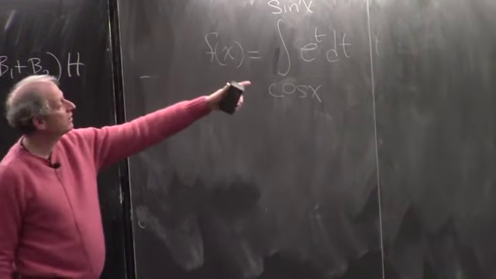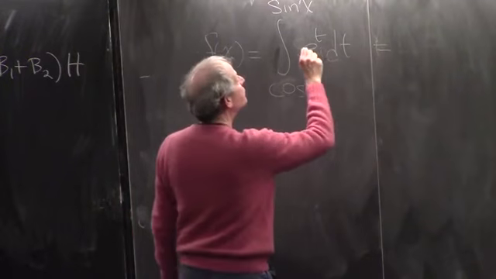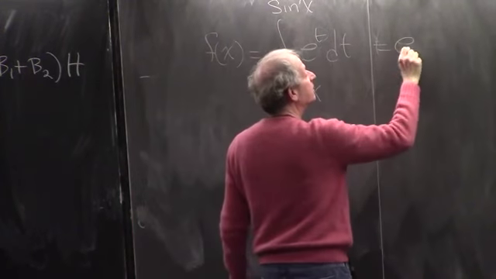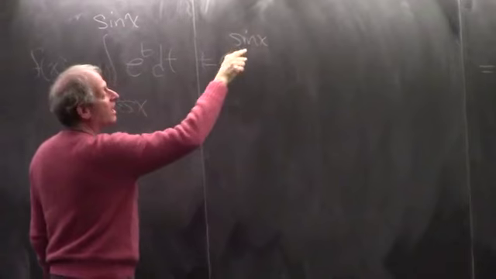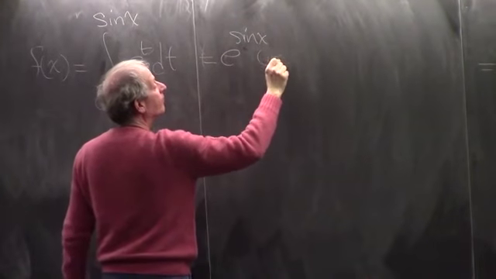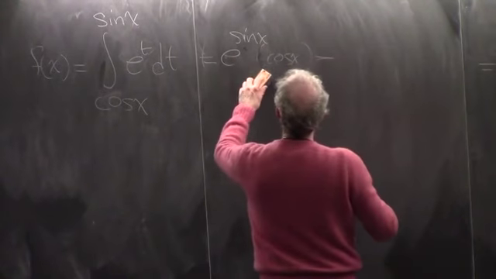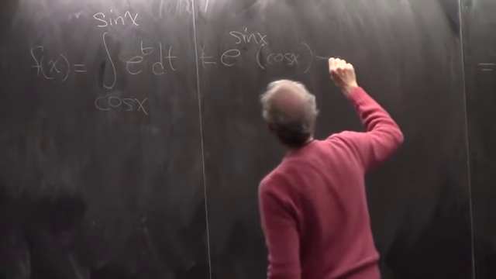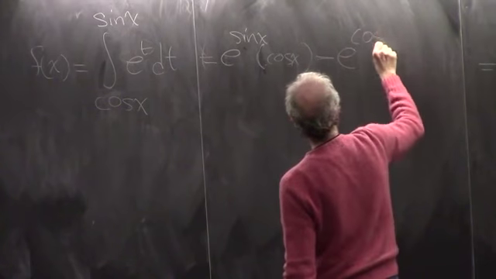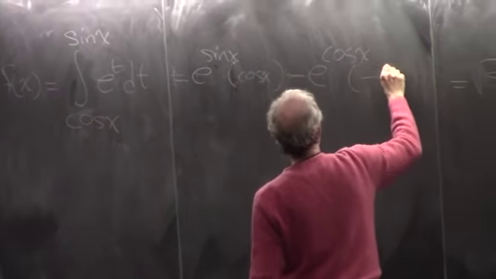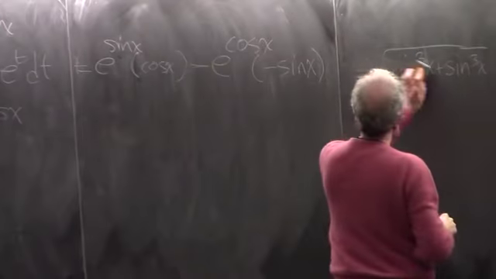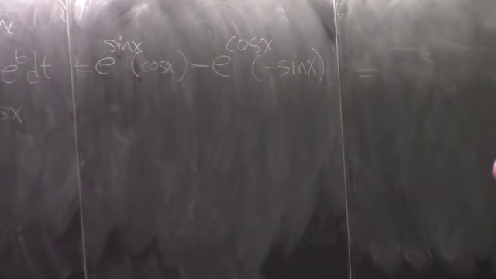Alright, so wherever you see t, you're going to plug in sine x, and then times the derivative of sine, minus, now do it to the bottom. Plug in cosine, times the derivative of cosine. And you're done. Okay? That wasn't so bad.